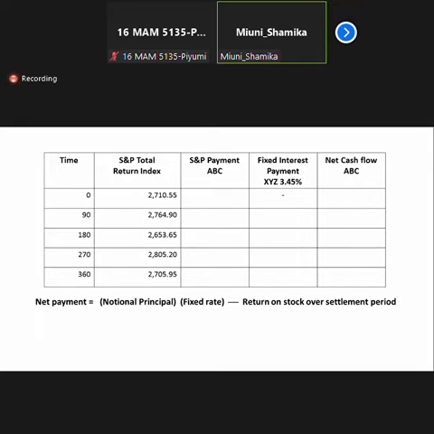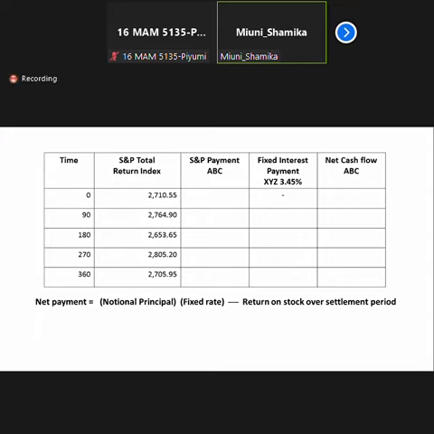If the stock index has gone down compared to the previous period we consider, then what we have is not a return but a loss. Right? So if that is a loss, there will be a negative payment. That means that value will be paid by XYZ.